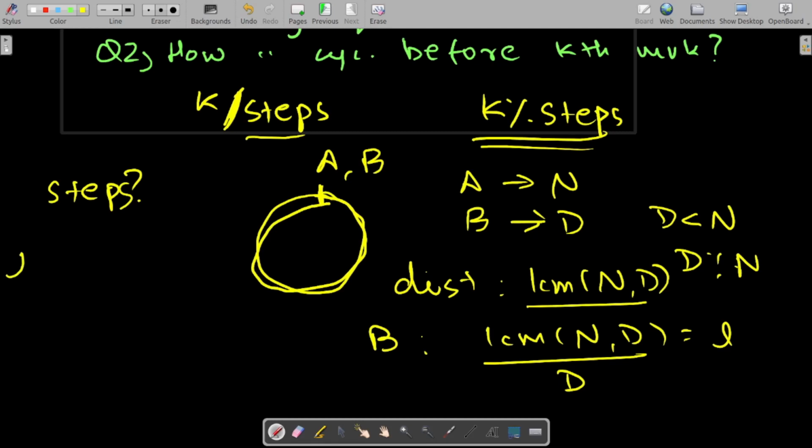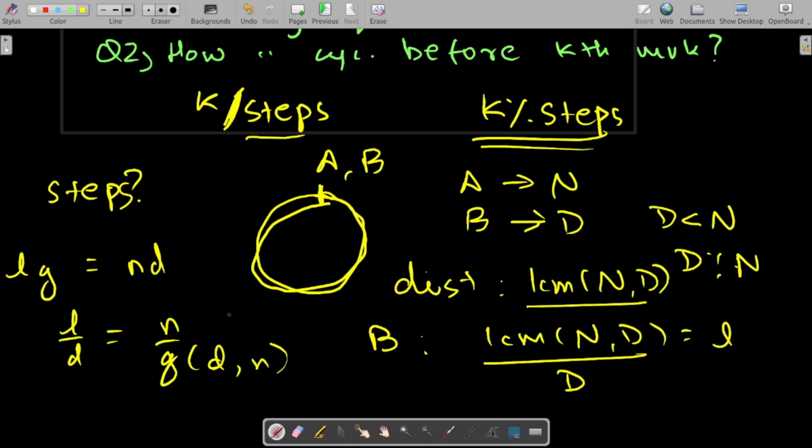Now we also know that LCM times GCD is equal to the product of the two numbers, that's n and d. So we are interested in finding L upon d, which will be simply equal to n upon g, that means GCD of d and n. So these are the number of steps. So that's all that we need to solve this problem. Let's hop on to the code.